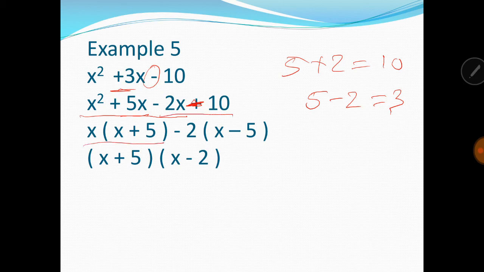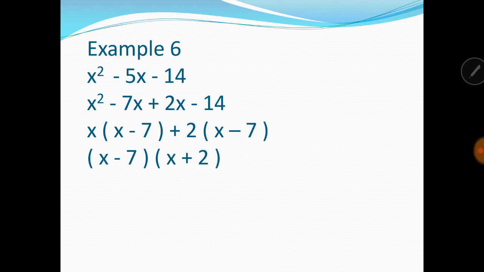From the second you have minus 2 common, so you have minus 2 into x plus 5. So now you have x plus 5 common, so x plus 5 is common, x minus 2 into the second bracket. So these are the 2 factors. So when you have a minus sign here, you will have one factor plus and another factor minus 2. So remember this.